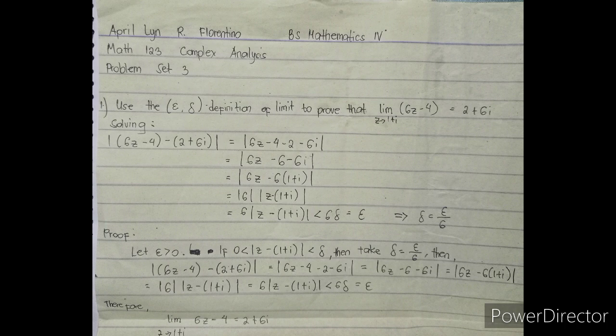The absolute value of 6 is equal to 6, and thus the absolute value of z - (1 + i) is less than delta, which means 6 delta is equal to epsilon. Therefore, the limit of 6z - 4 as z approaches 1 + i is equal to 2 + 6i.